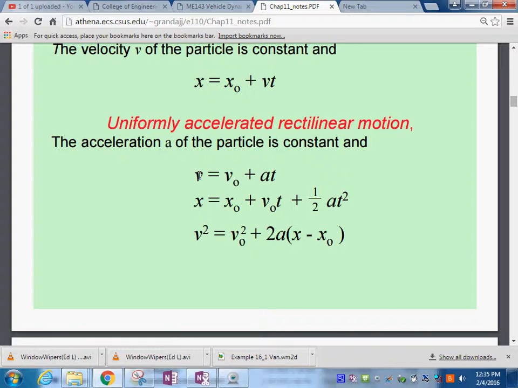Then the other one is the velocity final squared is v sub 0 squared plus 2ax. So meaning the velocity final squared is the initial velocity squared, plus 2ax, x being the difference in the position, okay?